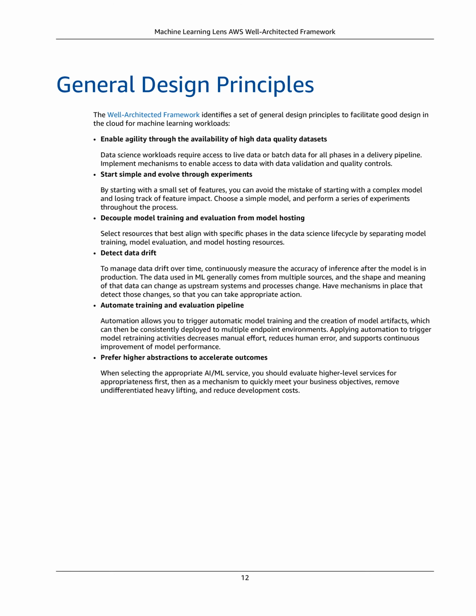Start simple and evolve through experiments. By starting with a small set of features, you can avoid the mistake of starting with a complex model and losing track of feature impact. Choose a simple model and perform a series of experiments throughout the process. Decouple model training and evaluation from model hosting. Select resources that best align with specific phases in the data science lifecycle by separating model training, model evaluation, and model hosting resources.